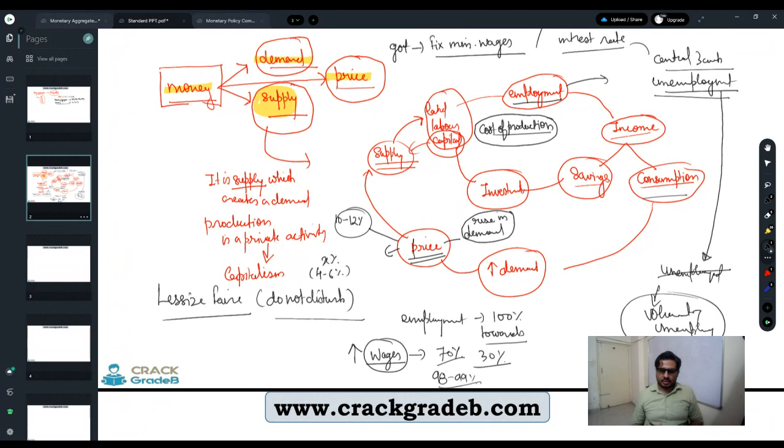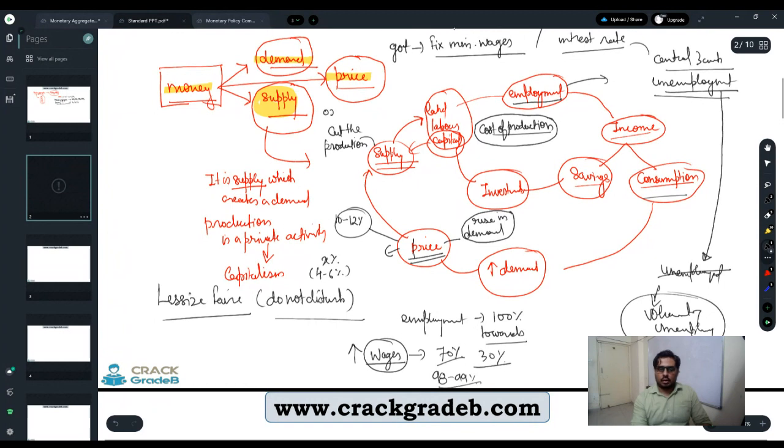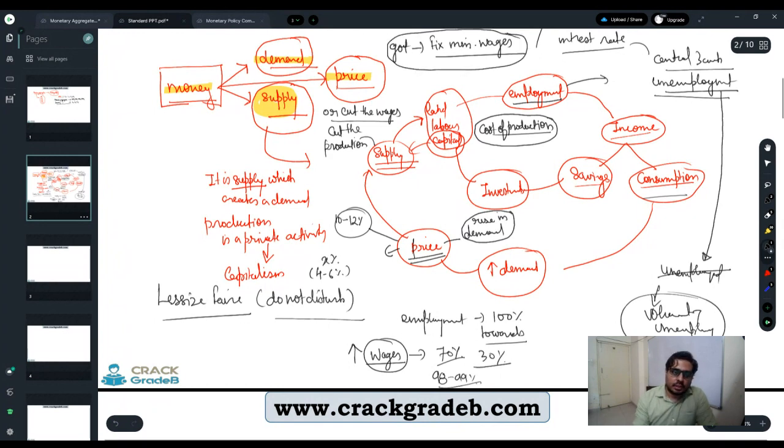Now what can the supplier do? The supplier has two options. Either he can cut the production, or he can cut the wages. When there is a high price rise, he has two options: either cut the production or cut the wages, right? But as I told you, they are complaining that the government fixes the minimum wages. So anyhow, wages are fixed by the government, so they do not have this option to exercise. That is why they have to cut the production. They have to exercise this option, right?